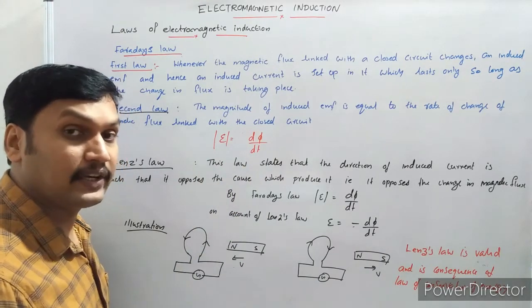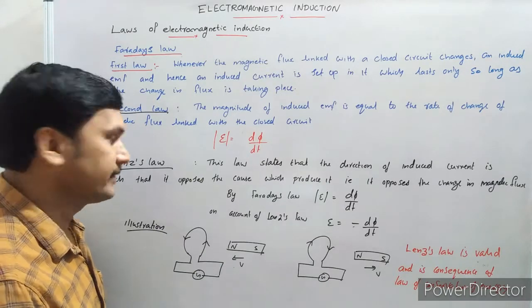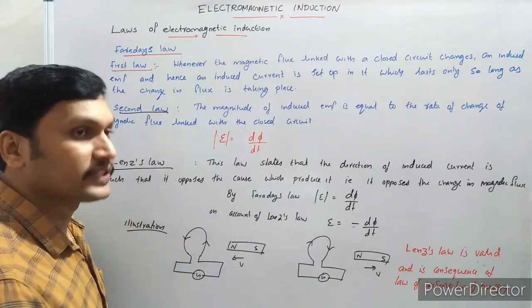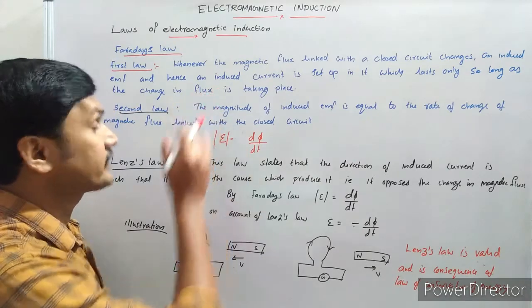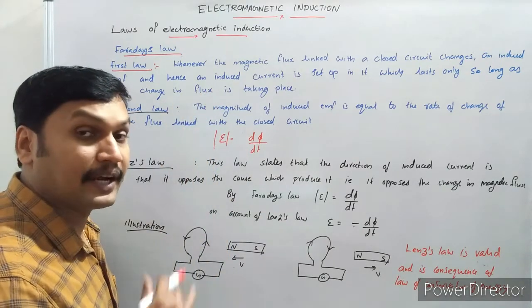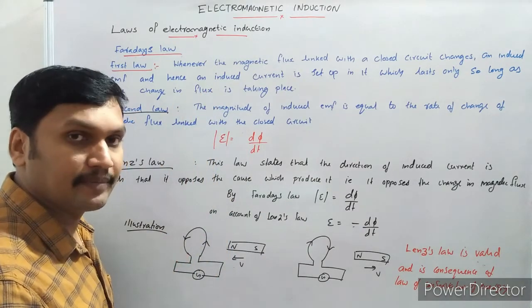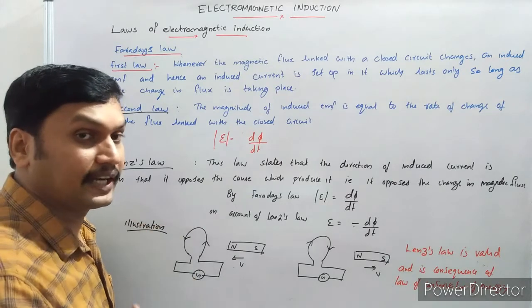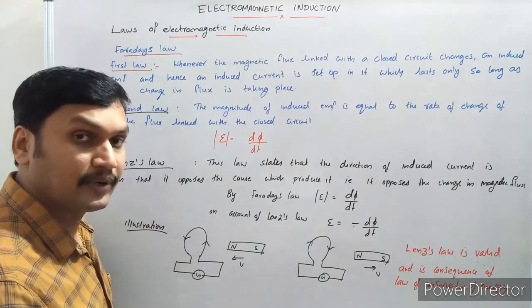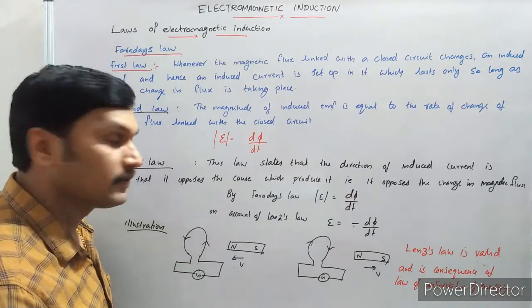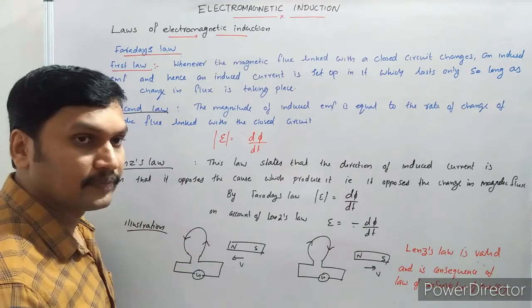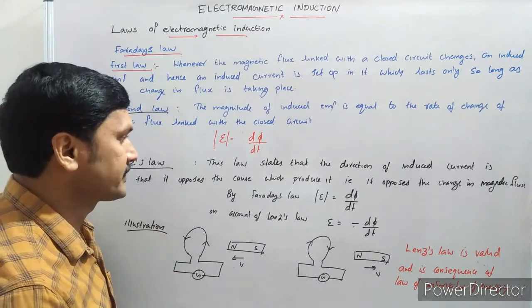Now see the second law of electromagnetic induction. That is actually our Lenz's law. From Faraday's law, we are getting only the magnitude of induced EMF. So in order to find the direction of induced current produced because of the induced EMF, we have to use Lenz's law. See the statement of this Lenz's law.